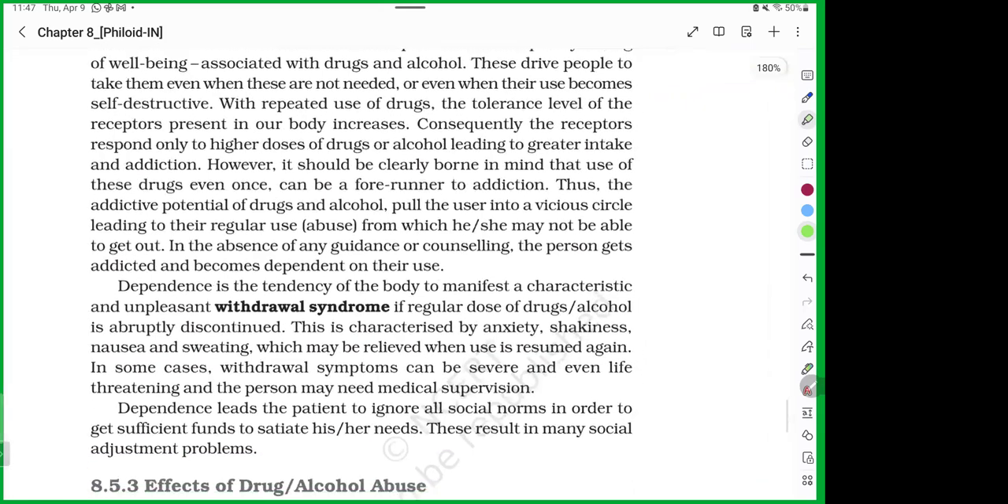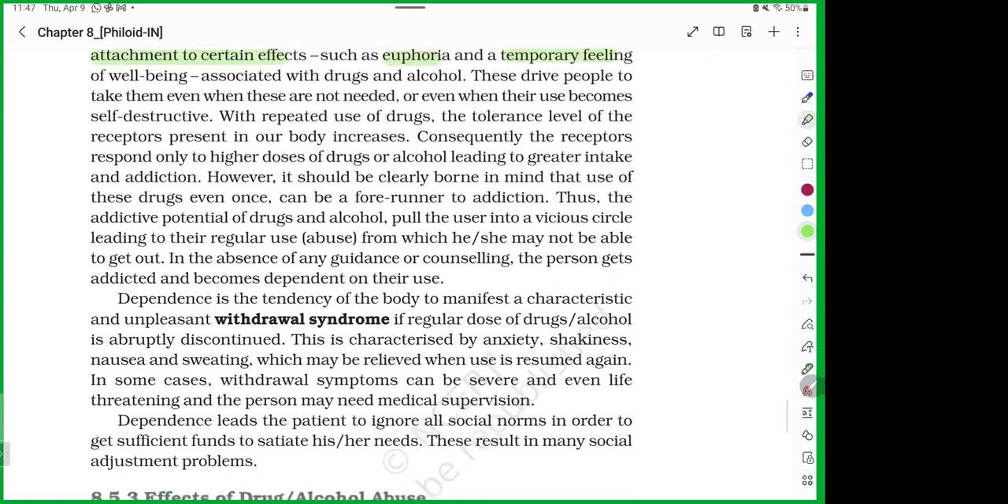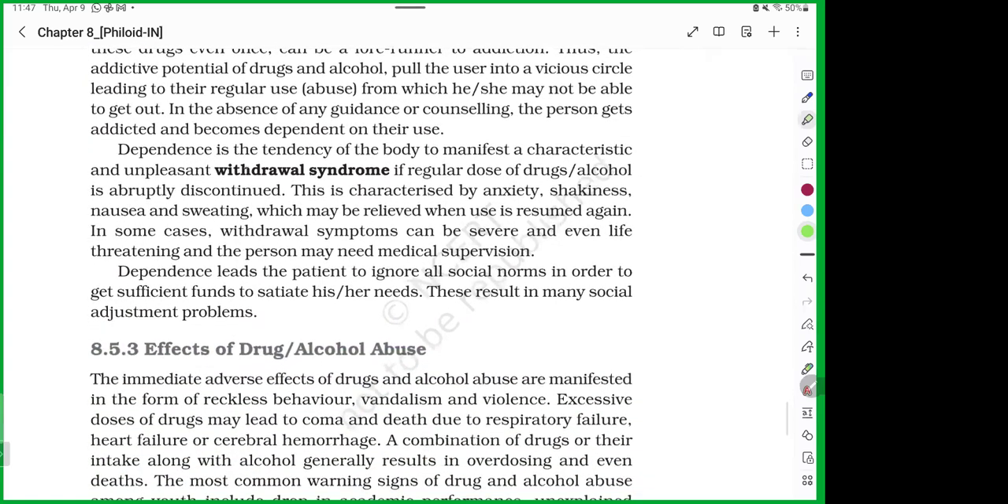Addiction and dependence. If we keep doing it continuously, addiction becomes a psychological attachment to the effect of euphoria and a temporary feeling of well-being. If we keep on doing it, then the doses will increase. It will come into the regular picture. If we try to leave alcohol or smoking, there are unpleasant withdrawal symptoms. The body has a tendency to consume alcohol continuously.